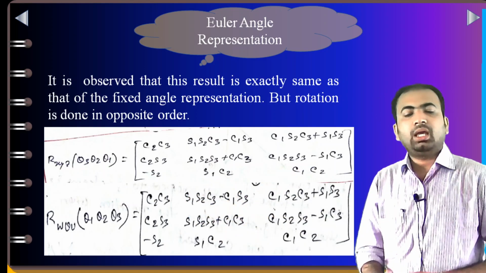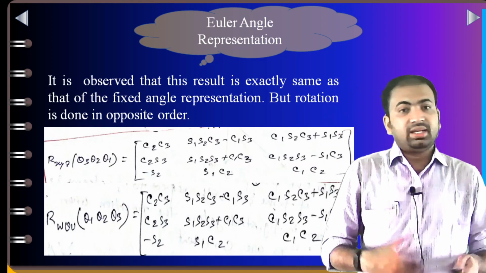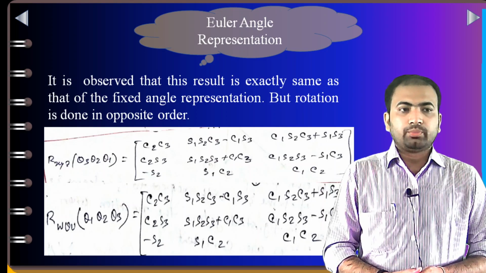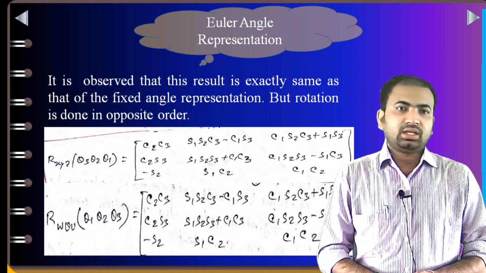So this is about Euler angle representation. In the next class, we will study the next topic, which is equivalent angle axis representation.